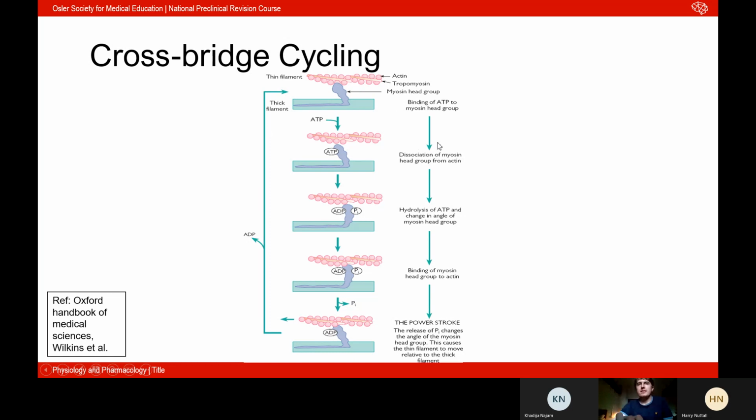And a key part of this process is the binding of the ATP molecule. The hydrolysis of this ATP molecule induces the change in the angle of the myosin head group. And then at the release of the inorganic phosphate molecule, we get something called the power stroke. And this is the contractile force that moves the thin filament relative to the thick filament. And this is the ultimate substrate of muscular movement, muscular contraction.